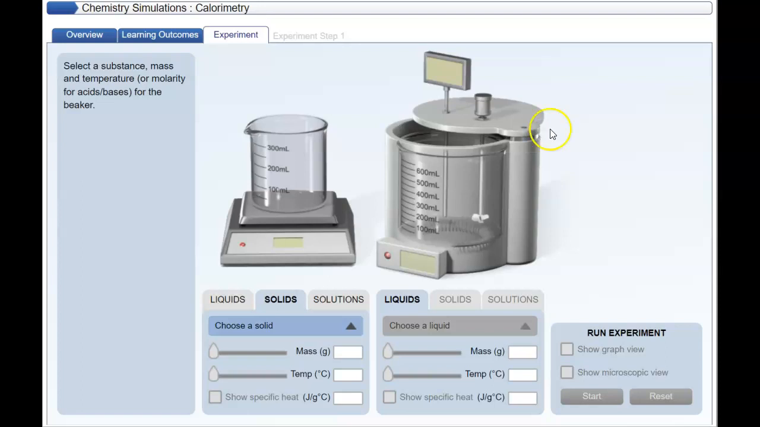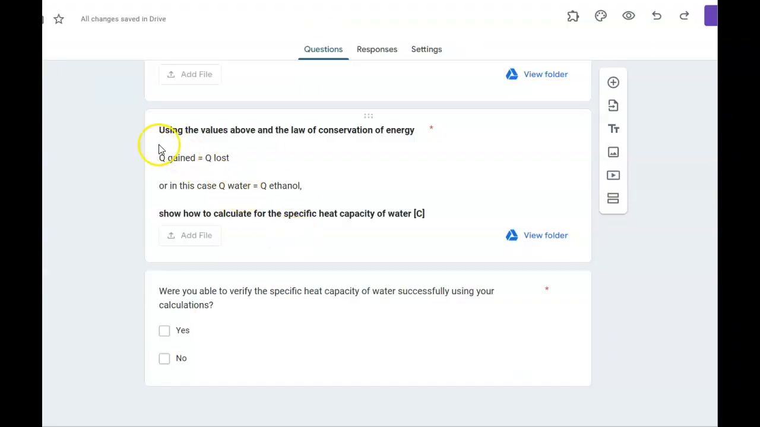After recording all your data, you have to record all the masses, the temperature of both, and the final temperature. You use the same concept, the law of conservation of energy: Q gained is equal to Q lost. However, in this case, Q of the unknown metal is equal to Q of the water, so we use water here instead of ethanol. You have to show how to calculate the specific heat capacity of the unknown metal using the same process.